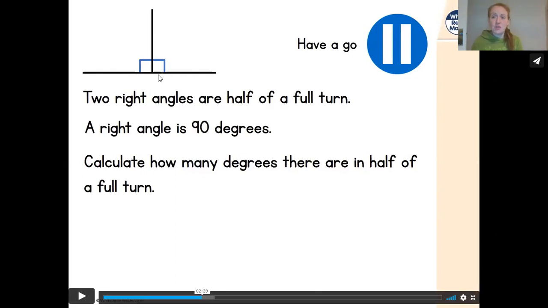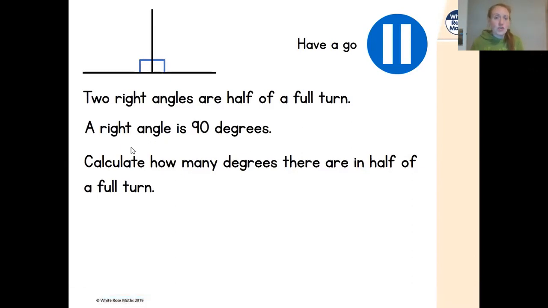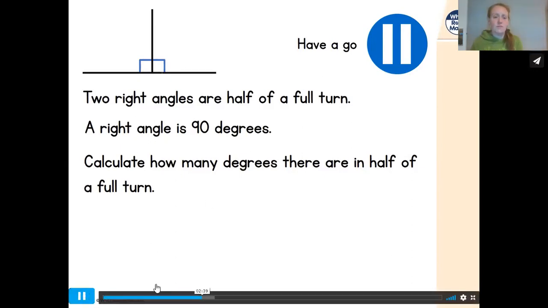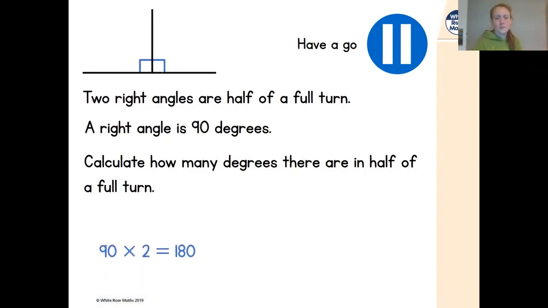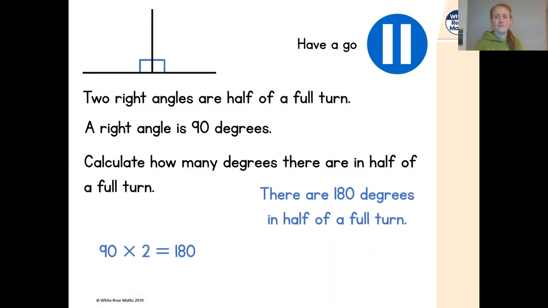We know that 9 times 2 is 18, and we pop the 0 back on to do 90 times 2, making it 180 degrees. He'll go over that with you now. So that was our calculation. We've got 2 right angles, so 2 lots of 90 degrees. So 90 multiplied by 2 is 180. So the answer is 180 degrees in a half of a full turn. You may have also thought, well, 360 is a full turn. What is half of 360? So that would have given us 180, which is half of a full turn.